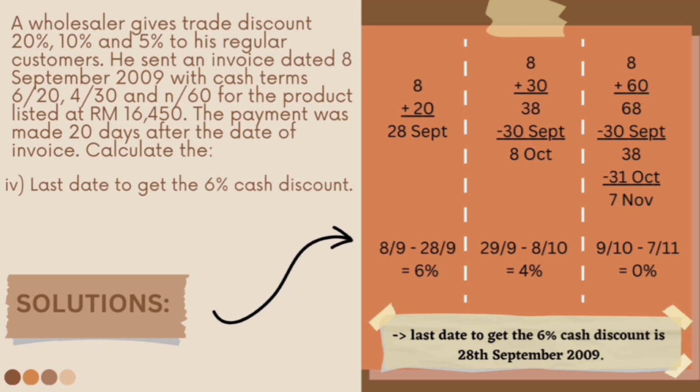Lastly, 8 plus 60 equals 68. 68 minus 30 and we get 38. 38 minus 31, so we get 7. 7 equals 7 November. So, from 9 October until 7 November we will not get any cash discount. So, the correct answer for the last question is 28 September 2009.